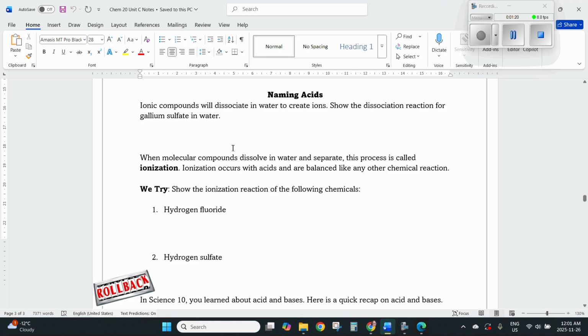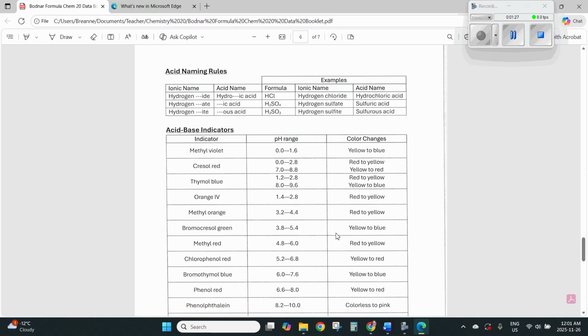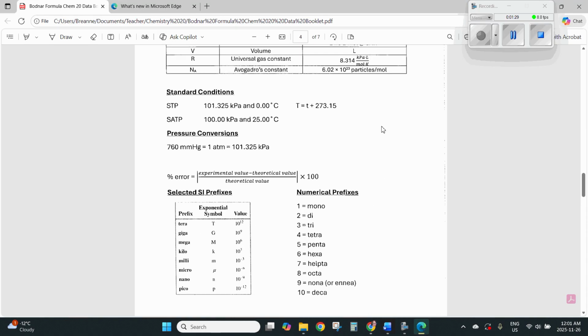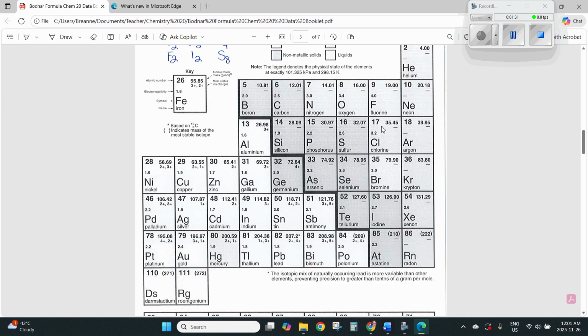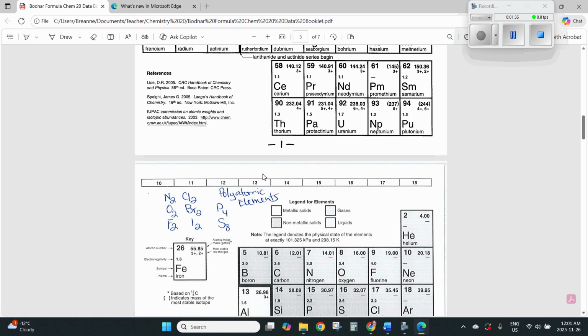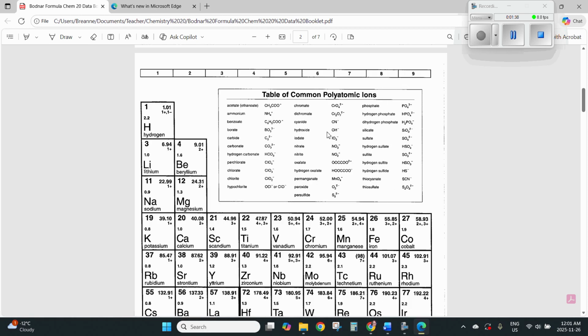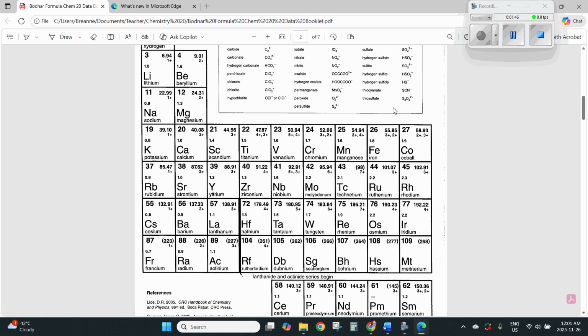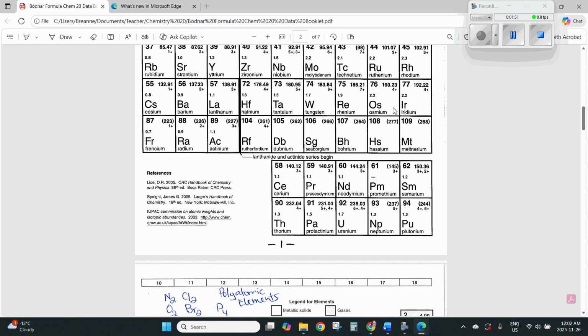It is saying show the dissociation reaction for gallium sulfate found in water. So what we need to do is find a formula for gallium sulfate. Gallium has a +3 charge if you look in your data booklet, and sulfate has a -2 charge found in your polyatomic table. Common factor is 6, which means that we need 2 galliums as well as 3 sulfates.